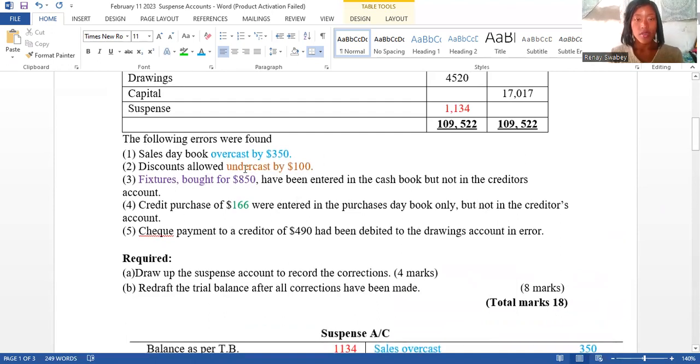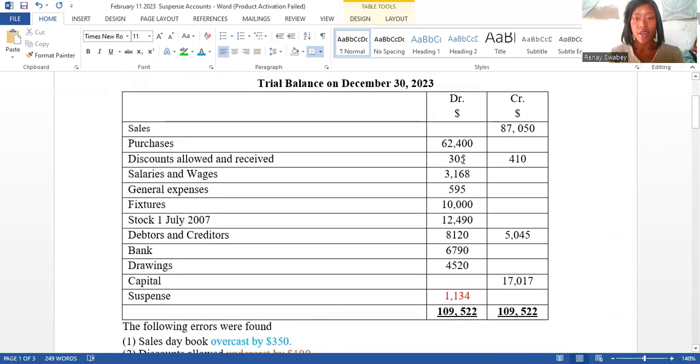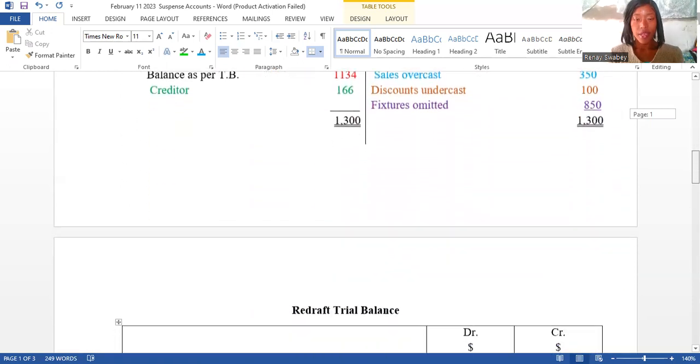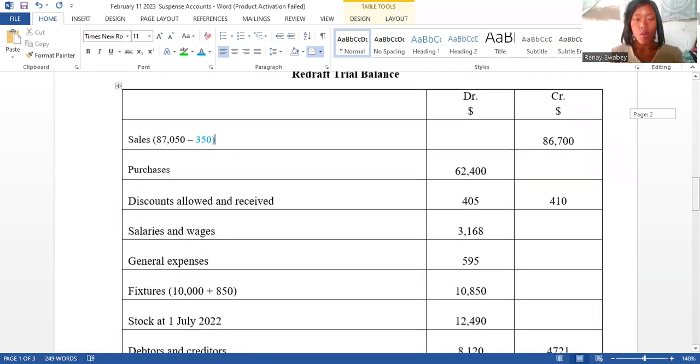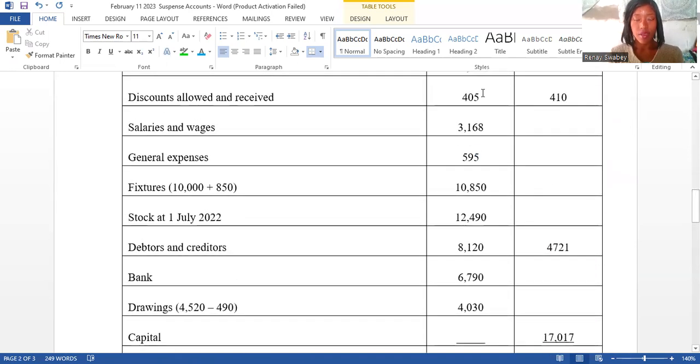$405. Discounts allowed on the cost by $100. So we're going to take that $100 and add it to the $305 in the previous trial balance, which is discounts allowed. All right, 305 plus 100 gives you $405. And because it carries a debit balance, we're simply going to rewrite it under the debit column. So the new figure for discounts allowed is $405.